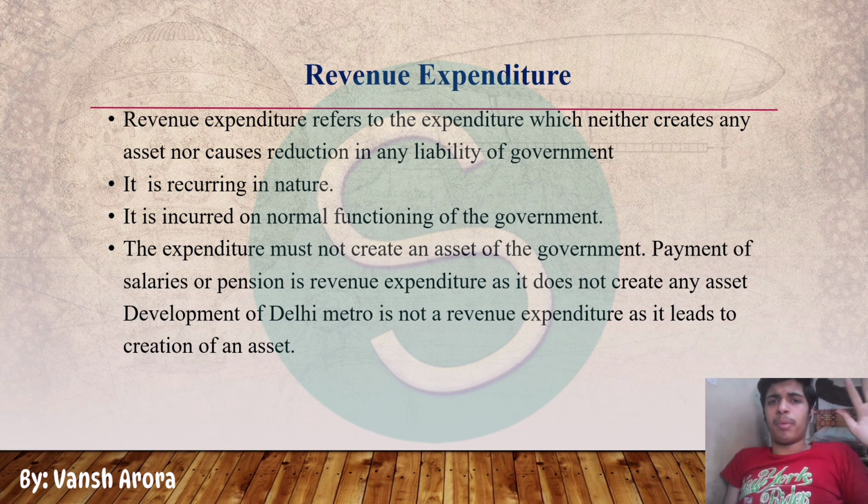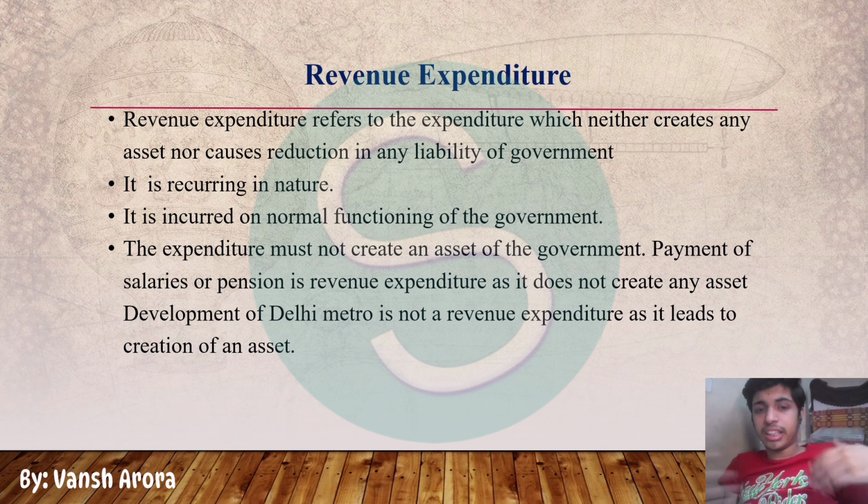Let me take a hypothetical example that you are paying salary to your employees. Is there any asset being created? No. Is there any liability of yours that is reducing? No. Because if you're paying salary to your employee, it means that you are taking services from them. So there's no liability and there's no asset out of it. It is a deal between both of you that they have to give their services to your organization and you are paying the amount against the services, right?